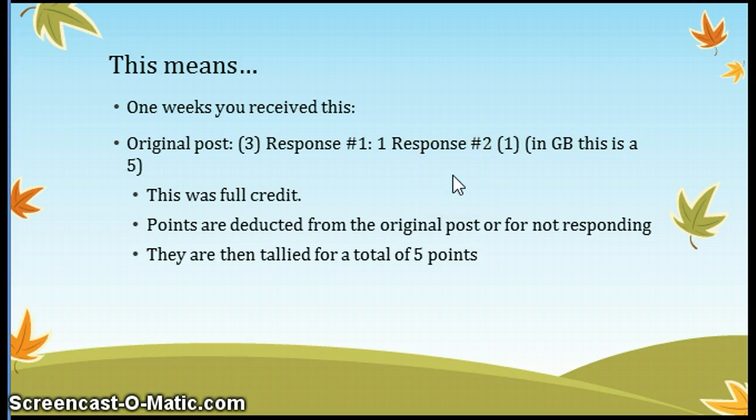On weeks where you had to put your own post up and then reply to 2 classmates, I was still awarding 5 points. I should have been awarding 7 points. What I should have been doing is giving you up to 5 points for your original response, and then 1 point for each of the responses you provided. In past semesters, because I was keeping it at the 5 points, I would award up to 3 points for the original post and then 1 point for each response. And then that's what I kept doing this semester.